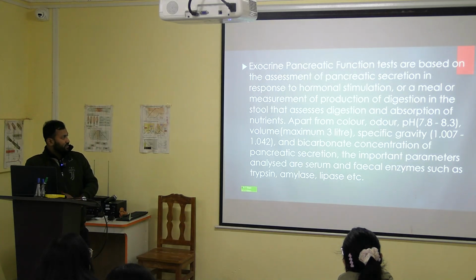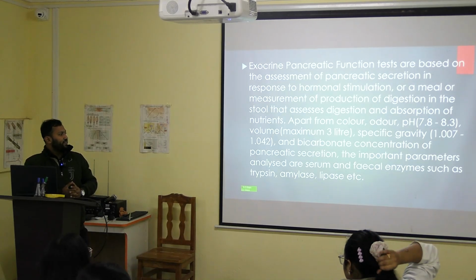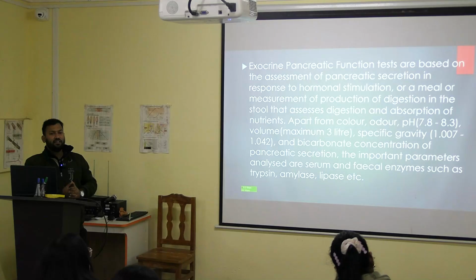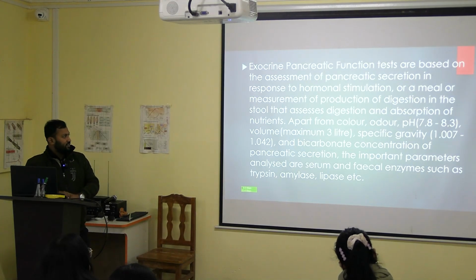And absorption of nutrients is also important, because the pancreatic juices help in absorption of the food particles or the nutrients which are gained from the food. Apart from color, odor, pH, volume, specific gravity, and bicarbonate concentration of pancreatic secretion, the important parameters analyzed are serum and fecal enzymes such as trypsin, amylase, lipase, etc. So all these things we will see first.